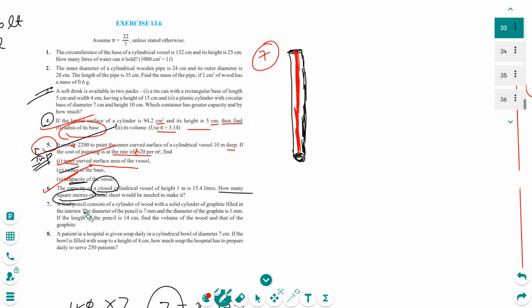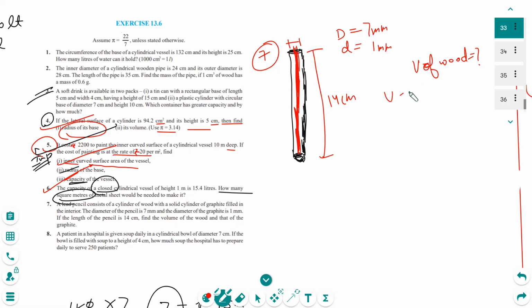So the diameter of the pencil is 7 millimeter. Okay, that's a new unit. The diameter of the pencil, the whole pencil, let's call it capital. And the diameter of the graphite, that means this smaller guy, okay, this smaller guy is 1 millimeter. The length of the pencil, that means 14 centimeter. Find the volume of the wood, and this is a case of hollow cylinder kind of, and that of the graphite, and volume of graphite.